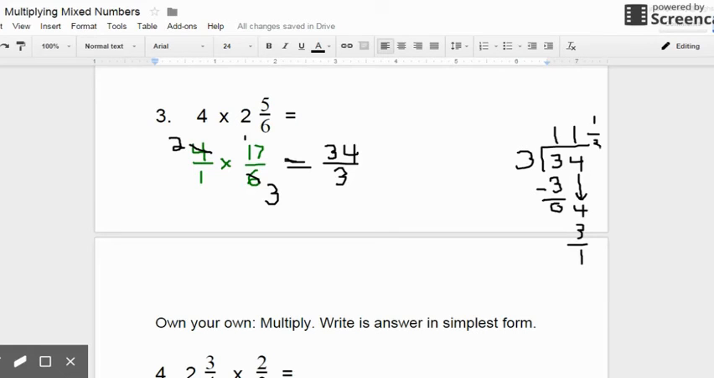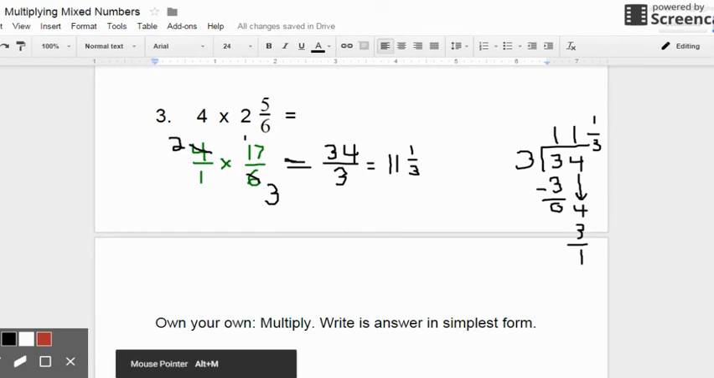So 11 and 1/3. You could have recognized that 33 is pretty close to 34 with 1 left over, and realize that that would give us 11 and 1/3.